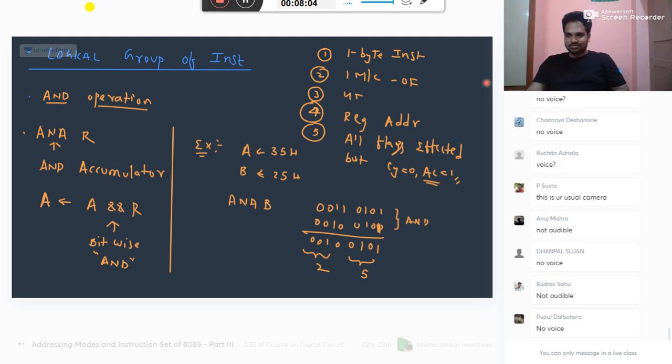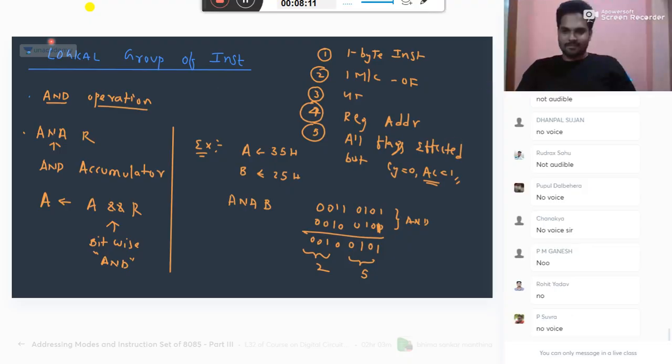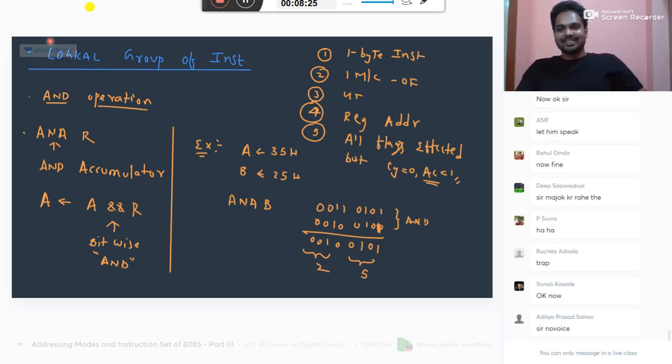Yes, Nishita. All arithmetic and logic operations, the result is stored in the accumulator only. Is it okay? Let's move faster.